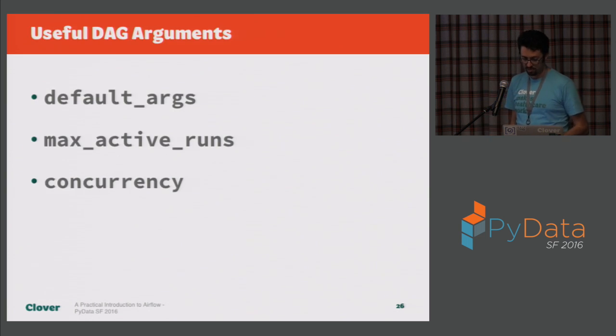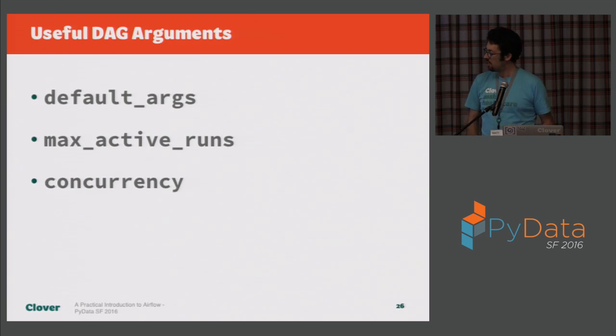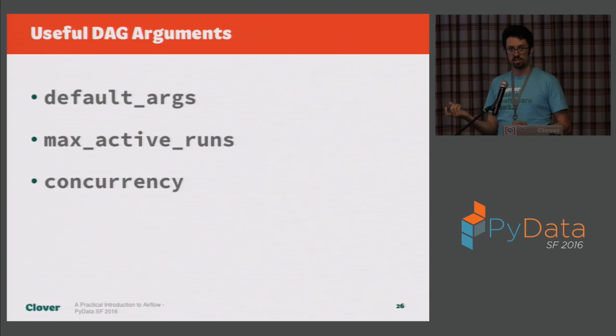So, a couple of useful DAG arguments that I didn't talk about there. Default args are not arguments to the DAG itself, they're arguments to the tasks you're going to put in the DAG. If you have a bunch that are common across all of the tasks, it's useful to collect them into this default args dictionary and feed them to the pipeline, and then the pipeline will make sure that those settings are applied to all of the tasks that you add to it.